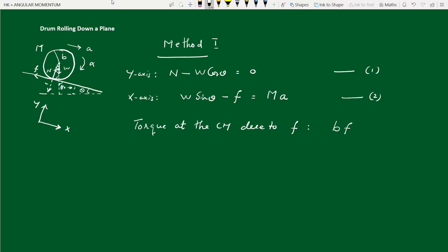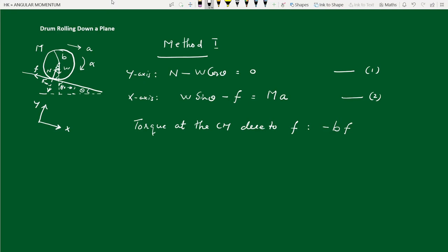So R cross F we have to take, the sense of rotation will be clockwise. Then the direction of torque will be perpendicular and inward to this page, so it is minus Bf. And this torque we can express as moment of inertia about the center of mass into angular acceleration. In the previous class we discussed that torque about the center of mass, tau 0 is equal to I0 into alpha.